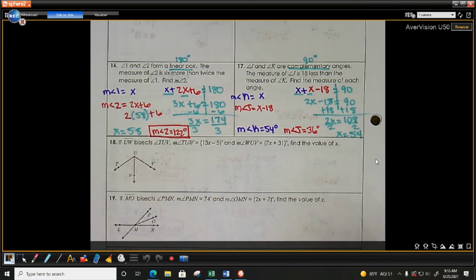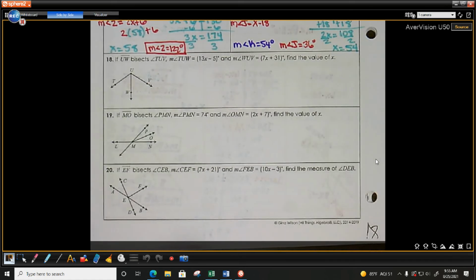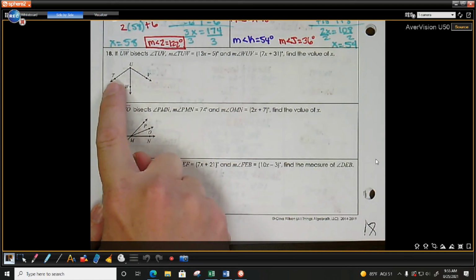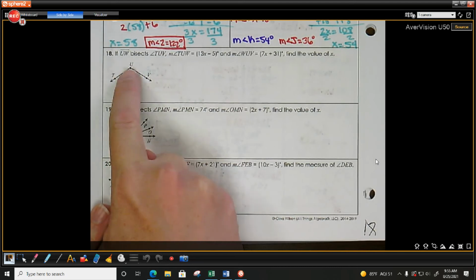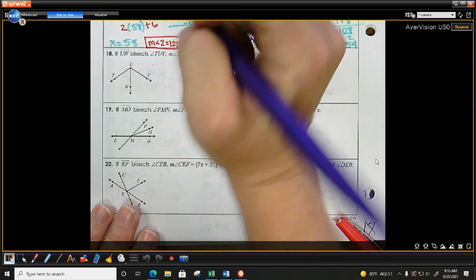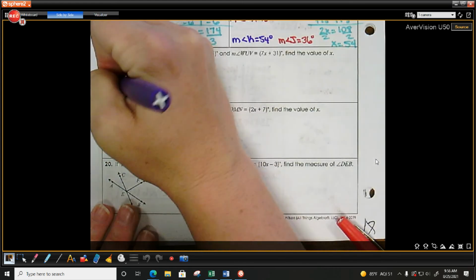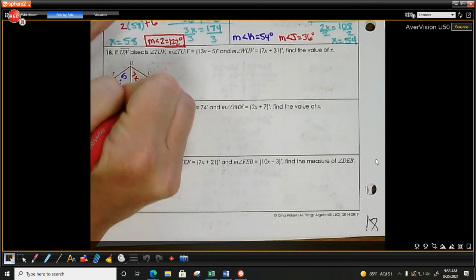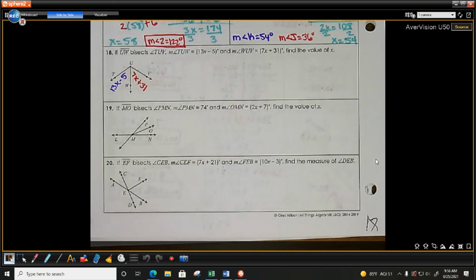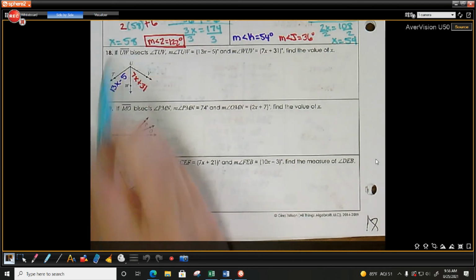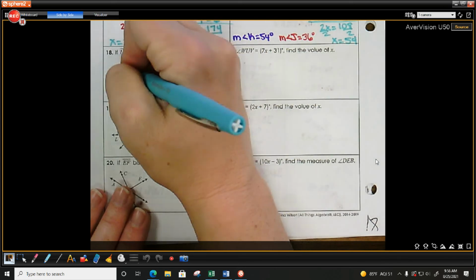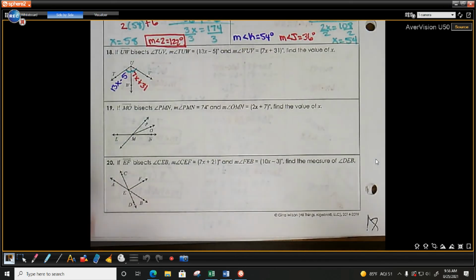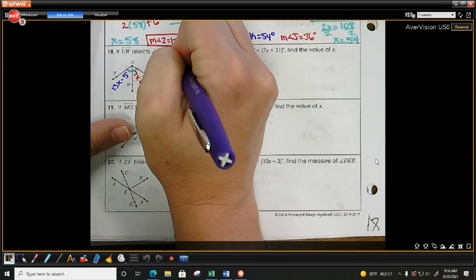Okay, let's go to 18. Ray UW bisects angle TUV. Angle TUW is 13x minus 5. Angle WUV is 7x plus 31. Okay, if it says it's bisected, what does that mean? These are congruent, meaning they are equal to each other. Set them equal to each other. 13x minus 5 equals 7x plus 31.